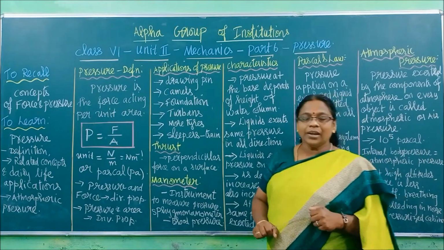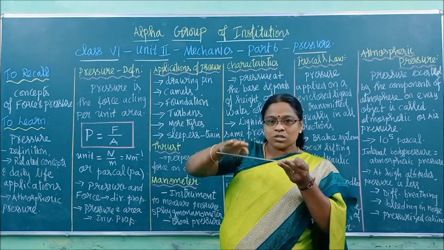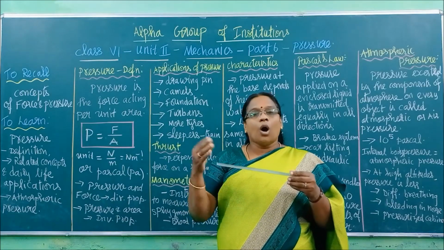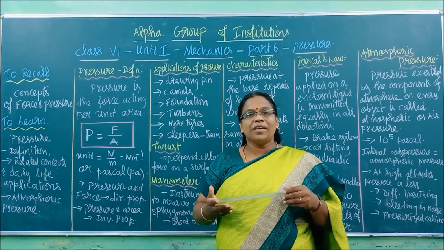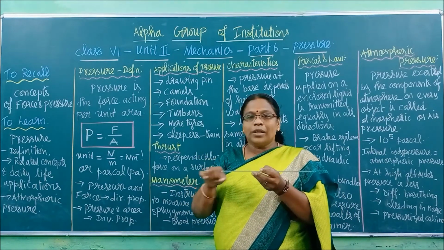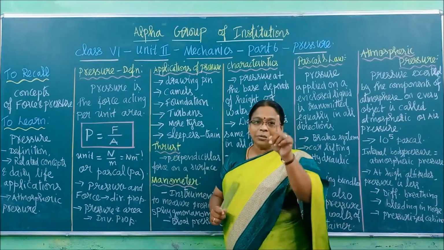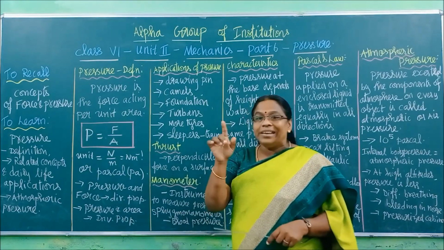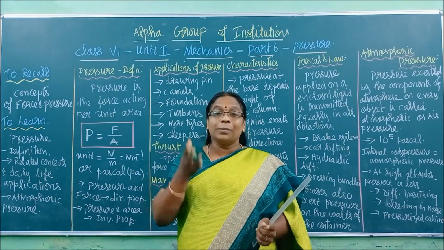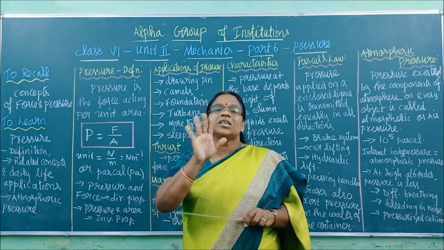What is pressure? Now, if I apply a force here, the force is an external factor which makes a body move or change the state of a body. This is what we had learned already, right? Now if I apply a force on one particular area of 1 meter square, that is called the unit area. Unit means 1, so a square of length 1 meter and breadth 1 meter. In that area, what is the force applied?